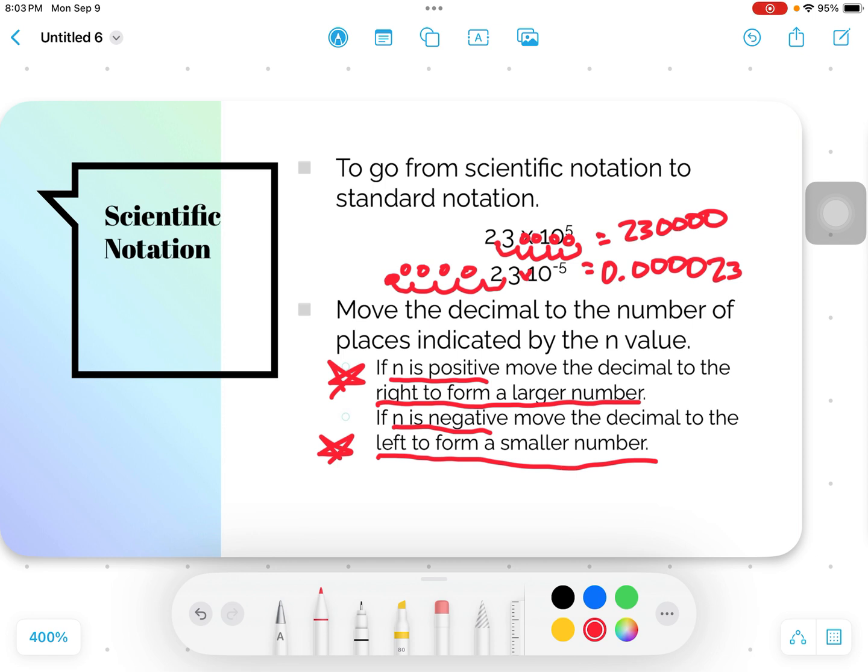Again, you can always double check your answers. If I moved it back, 1, 2, 3, 4, 5, 2.3 times 10 to the negative 5th. They match. 1, 2, 3, 4, 5, 2.3 times 10 to the 5th. So you can always double check to make sure you're doing this correctly by going backwards.